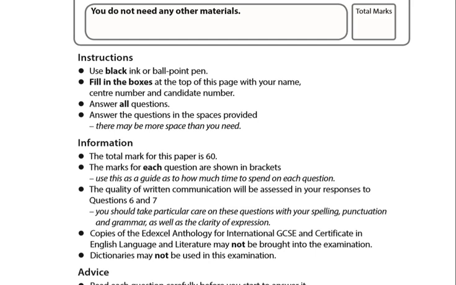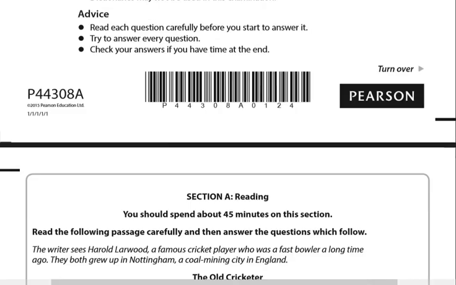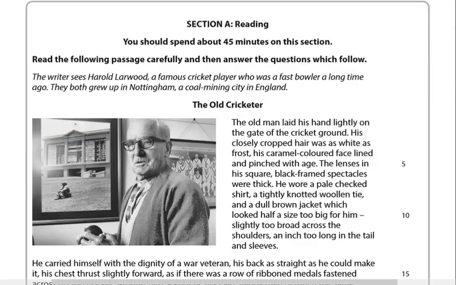Okay, so there's the front sheet, and then what you get when you open the paper is the unseen non-fiction text. And unseen just means it isn't one from the anthology. It's not one that you've studied, it's not one that you've prepared. It's there to test your skimming, your scanning and your reading for meaning skills, sort of fresh, if you like, on something you haven't seen. It could be media non-fiction. More often than not, it tends to be literary non-fiction, and in this case we've got a biography about an old cricketer.